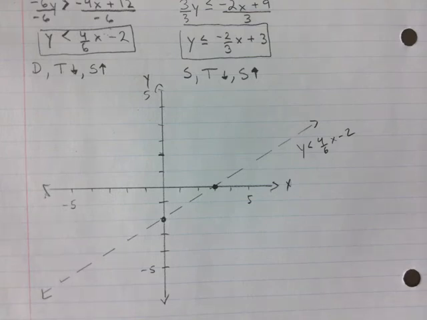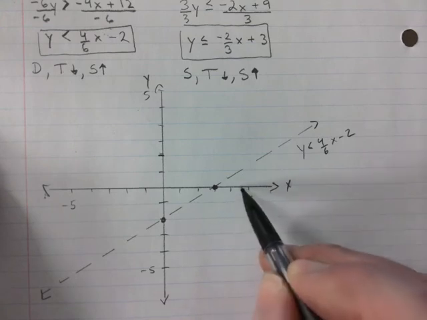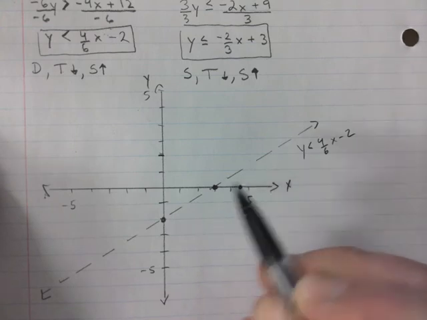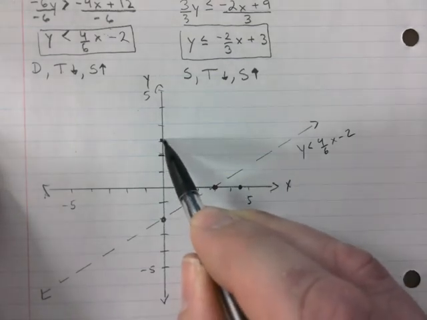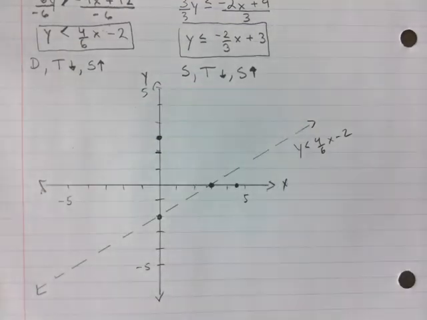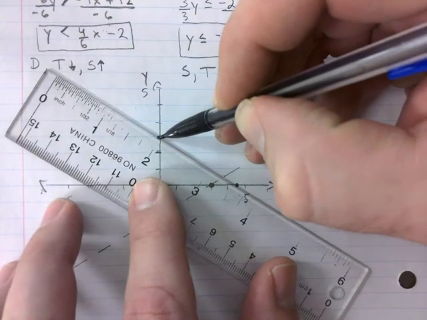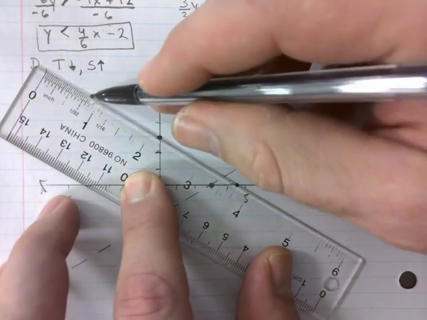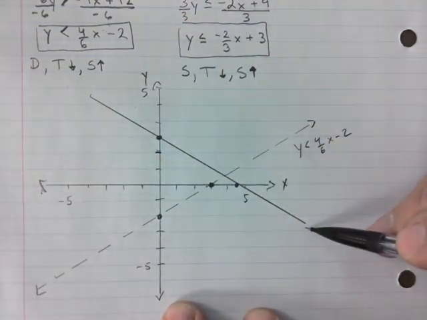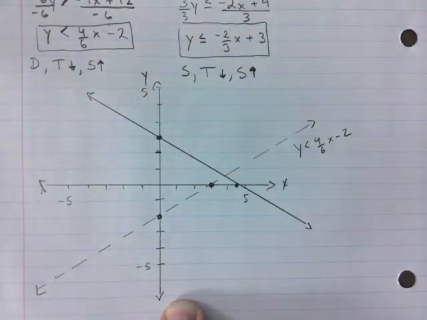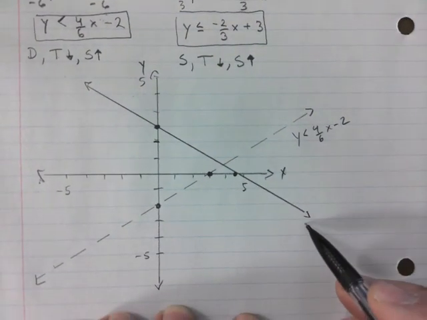Quickly, let's do the other one. 4.5 is right about there. (0, 3) is right about there. And that one is a solid line. You want the point of intersection to show up.